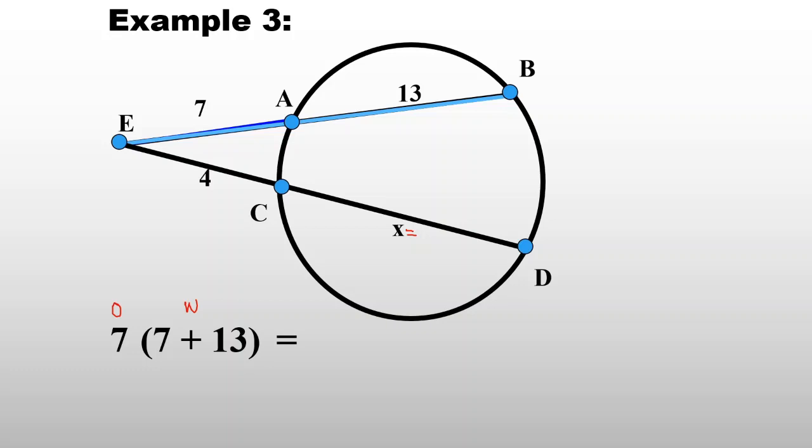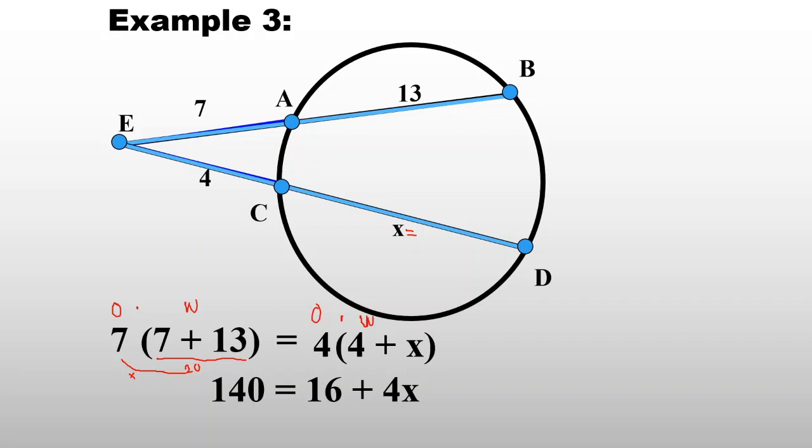7 plus 13 equals, likewise, our outside there is 4 times 4 plus x, the whole. So, outside times whole equals outside times whole. Simplify this one. It becomes 20. Then multiply by 7: 7 times 20 is 140 equals 4 times 4, which is 16, then 4 times x, which is 4x. Simplify further: 140 minus 16 becomes 124 equals 4x. Then divide both sides by 4.